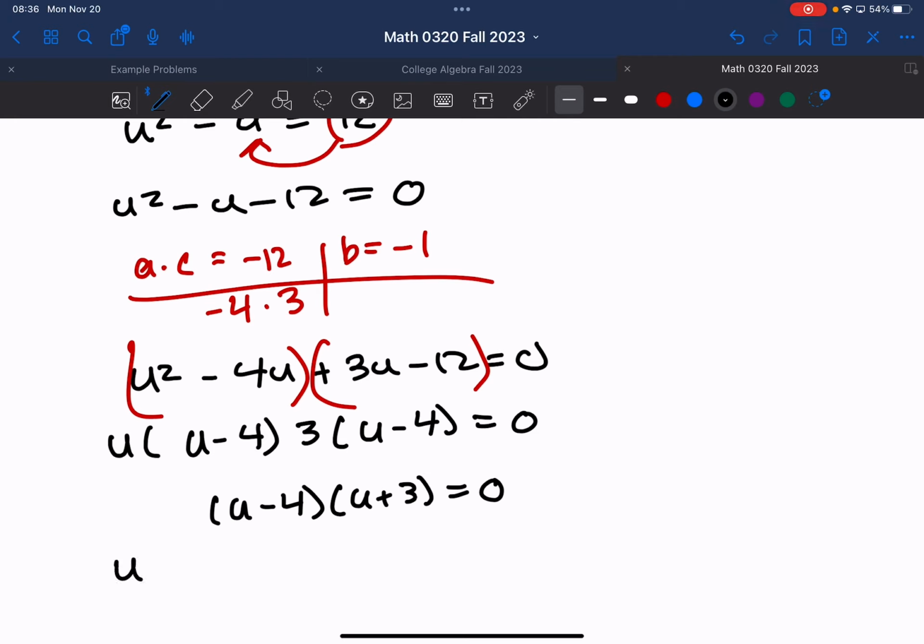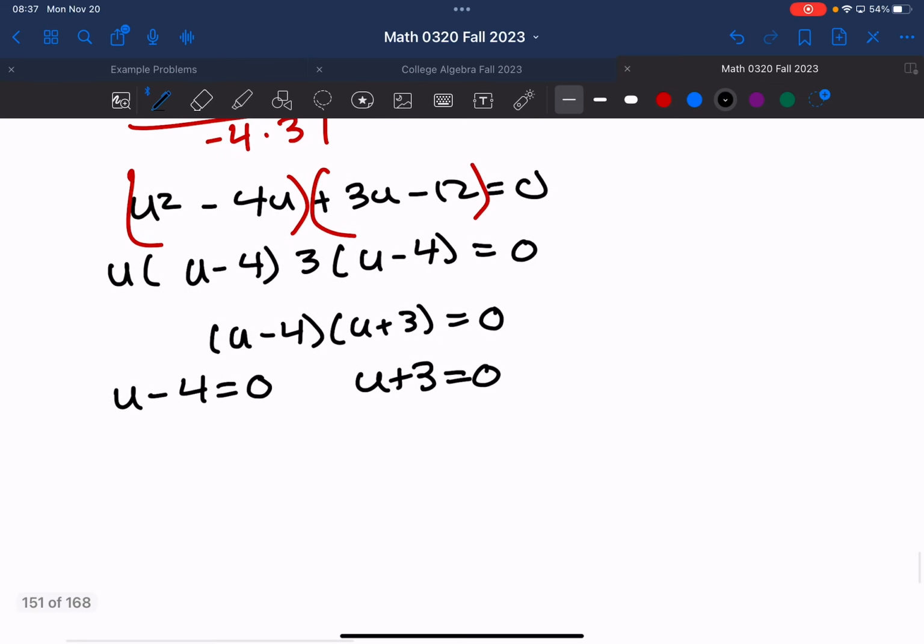Set them separately equal to 0. I get u minus 4 equals 0 and u plus 3 equals 0. And I solve each separately. So for the first one, I add 4 over, I get u equals 4. And the next one, I subtract 3 over, and I get u is equal to -3.